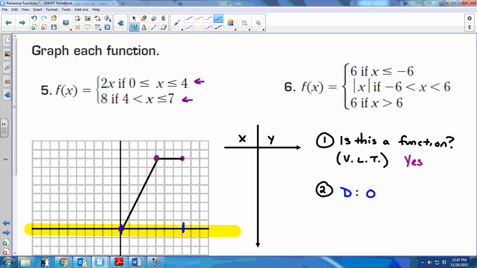So my domain, you can write it a few different ways. You can write from 0 to 7. Make sure that your inequality symbols are including your values, and you make sure you use x. We're talking about x values. I think Mr. Scott did set notation with you. So you could write 0 to 7. You would use brackets because they're both included. But you can't say all real numbers because it's not all real numbers. It's just 0 to 7. Questions about the domain?